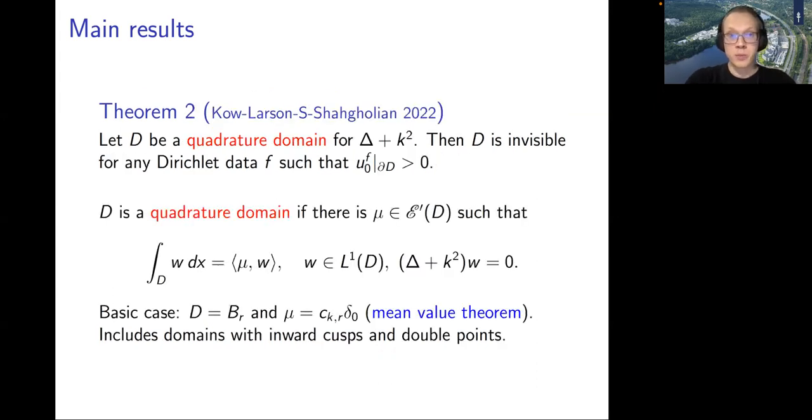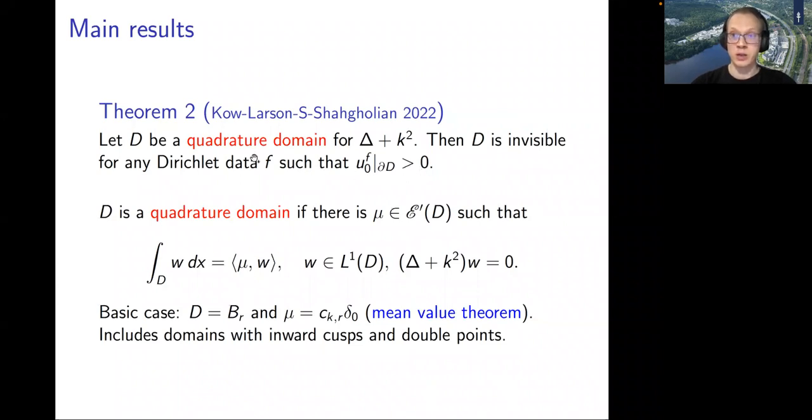So the second theorem is with Cole, Larson, and Chagolian, and it's saying that if D is a quadrature domain for the Helmholtz operator, the Laplacian plus k squared, then D is invisible for any Dirichlet data f such that you have this positivity condition. The incident wave is positive on the boundary of D. So what is this quadrature domain?